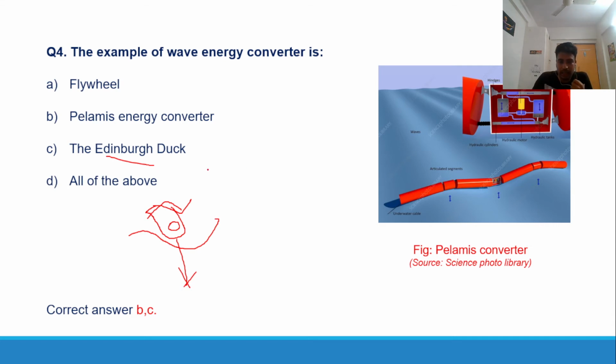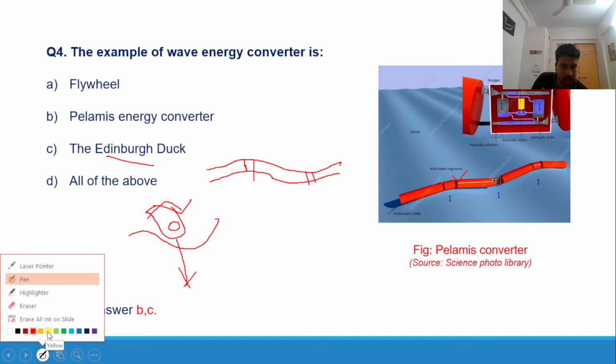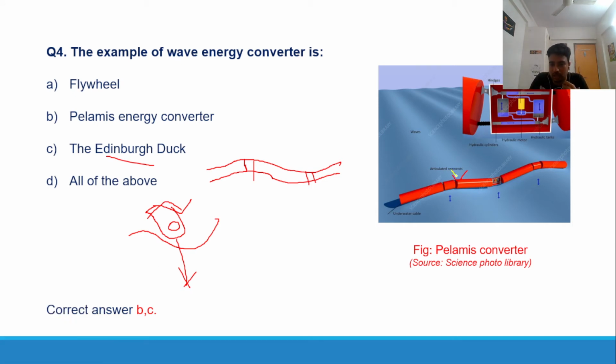It has a snake-like structure, okay, and there are some joints in between. These joints are made intentionally. You see there are joints here, joints here. Let me change the color of the pen. Okay, so you can see the joint here, joint here, joint here, and the cut section is also shown here. So what happens when the wave comes?